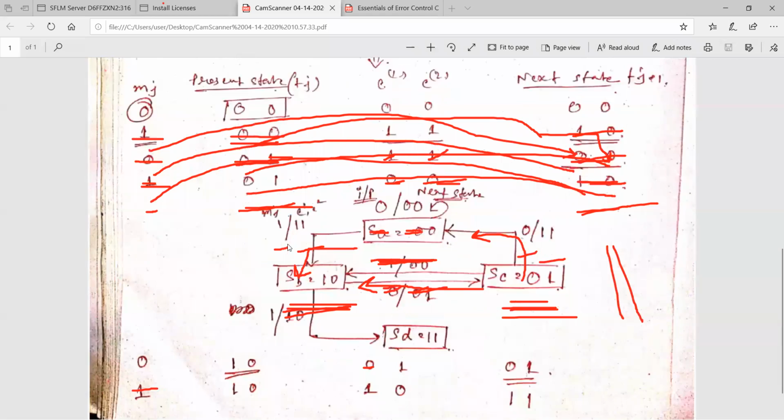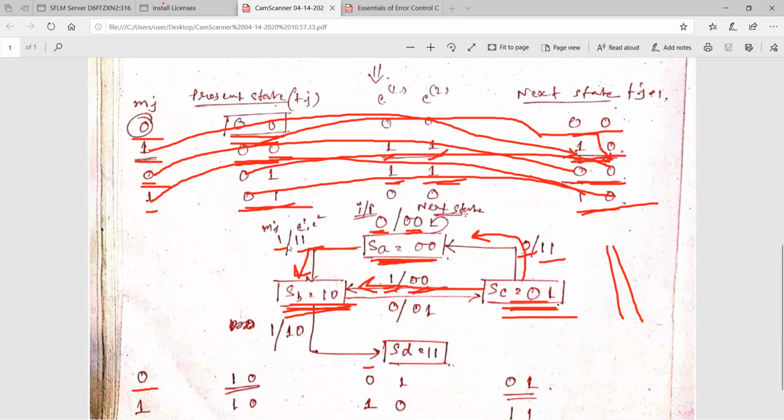Same as, I'm considering again two values, 1 0 and 1 0. So I'm considering this 1 0 as a present state. When I'm considering this 1 0 as a present state, what are the transitions? What are the transitions happening?